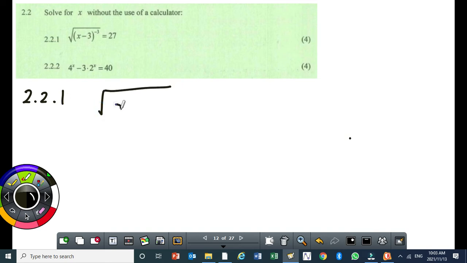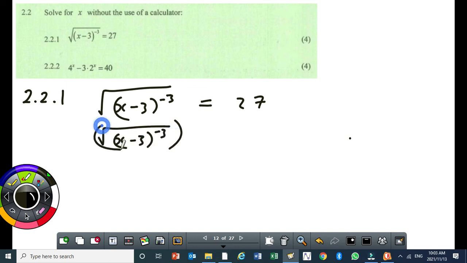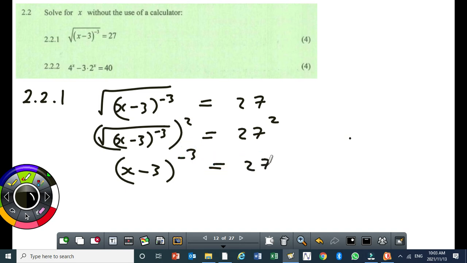So you have the square root of x minus 3 raised to the power of minus 3 is equal to 27. So I suggest that you square both sides. Okay, this will be the easiest method in my opinion. You will get 27 squared. So you end up getting x minus 3 raised to the power of minus 3, that's equal to 27 squared.